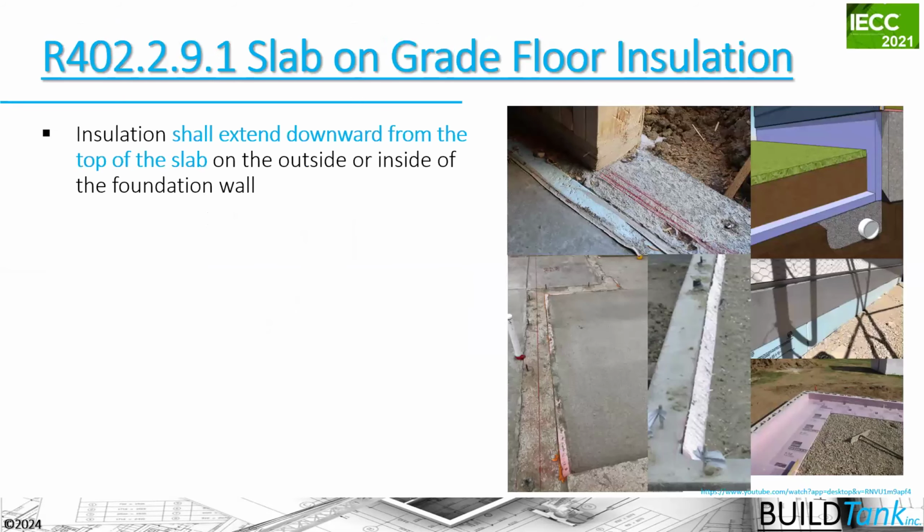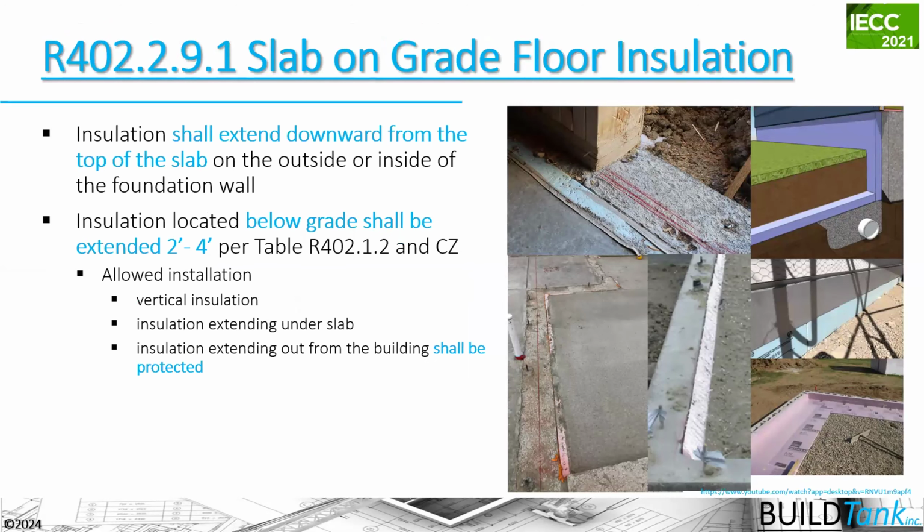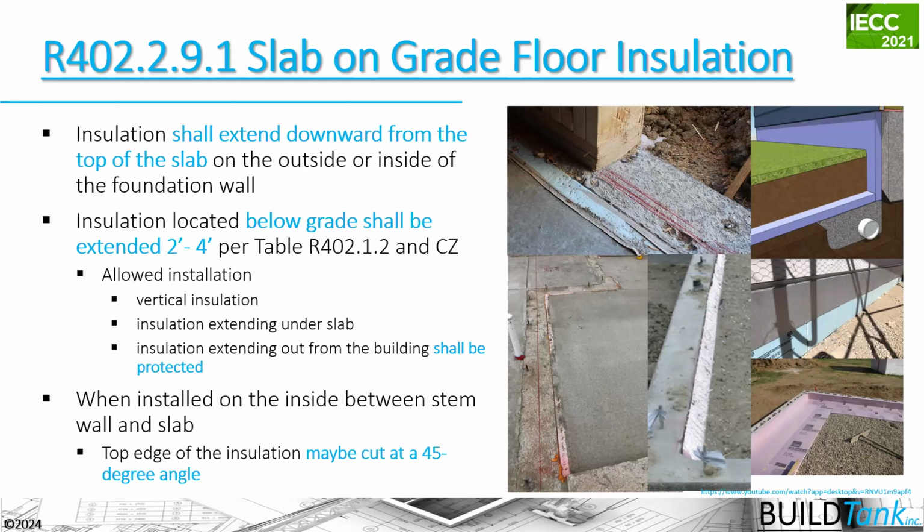And just quickly here, there is a section of the code that talks specifically about slab edge insulation, that it needs to extend downward from the top of the slab. It needs to extend 2 to 4 feet, depending on your climate zone. It doesn't mean that it has to be all horizontal. It can be vertical extension as well. And that you can cut that insulation at a 45-degree angle there.